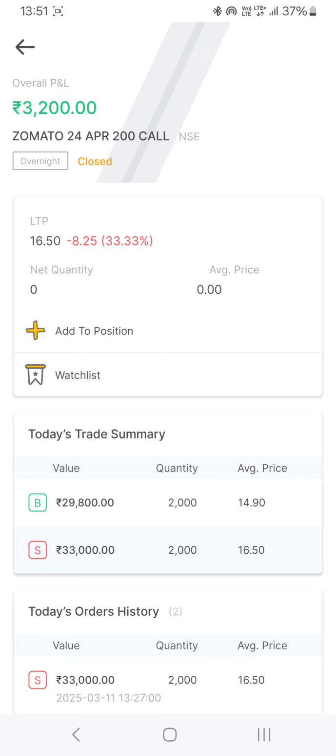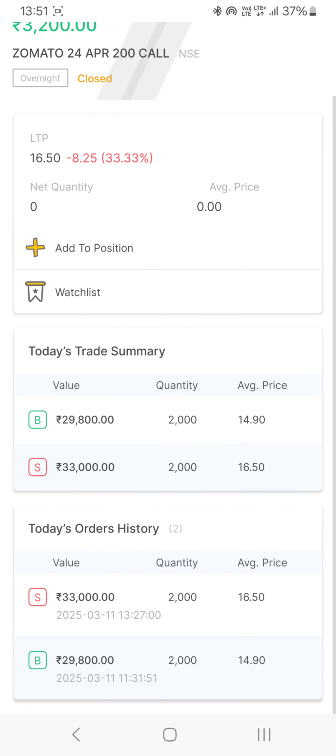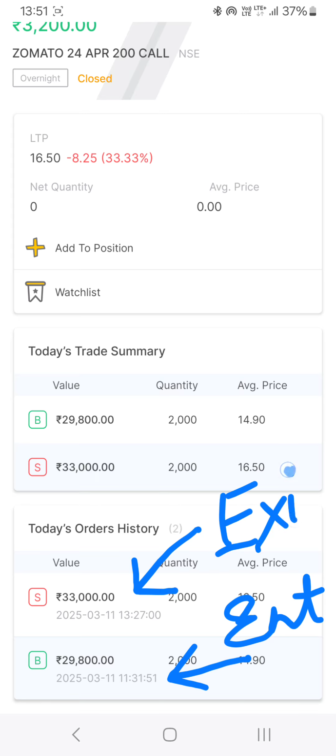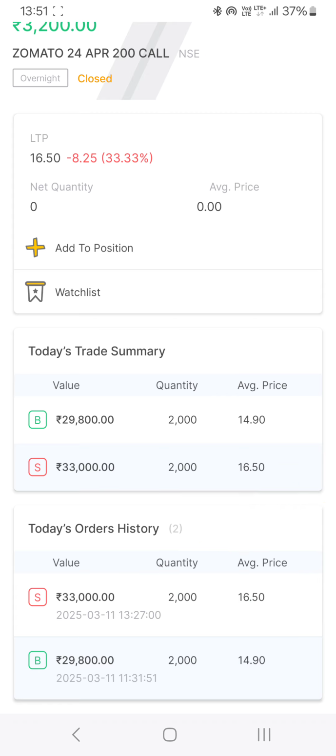And to show you the timing of my trade, the entry was at 11:31. This is the entry, and the exit was at 13:27. It was around 2 hours. For 2 hours I held this trade, and I took it out at a profit of 3000.